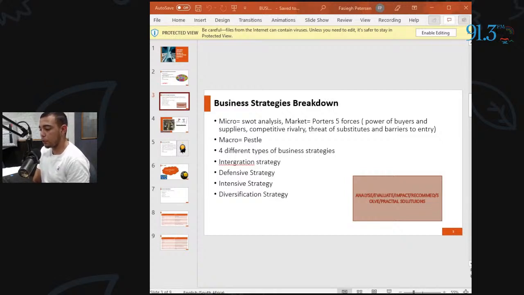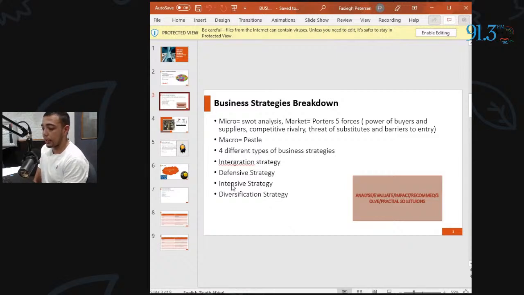This is very important because it comes as a long question for 6 to 8 marks, or it can come in as an essay question. We have our power of buyers and suppliers, which is when we, as a business, have power over our suppliers. We have our competitive rivalry, threat of substitutes, and barriers to entry.